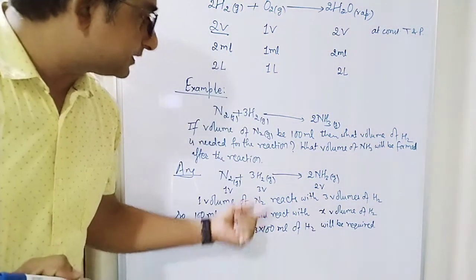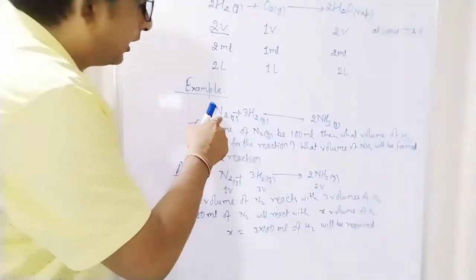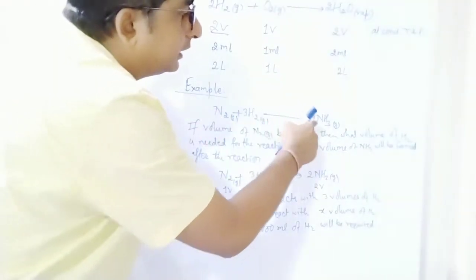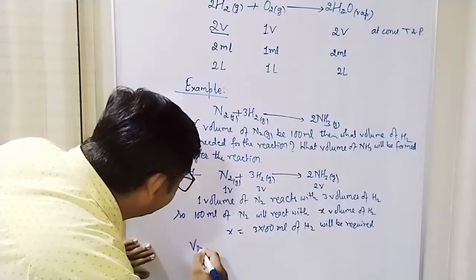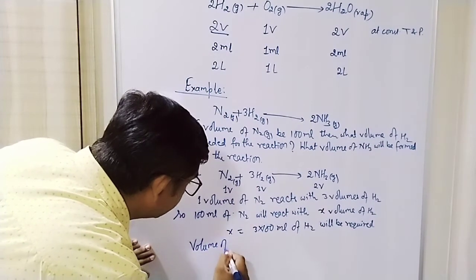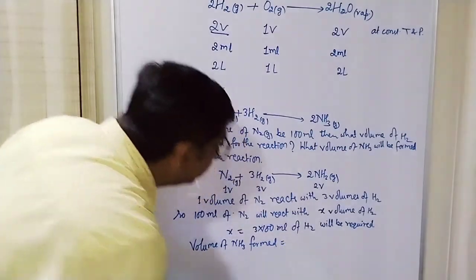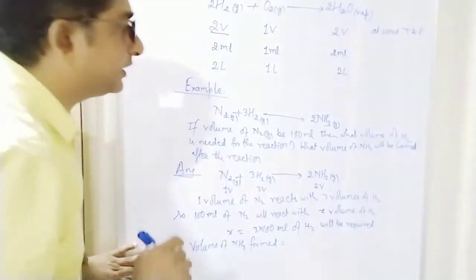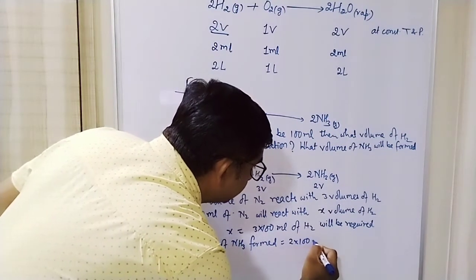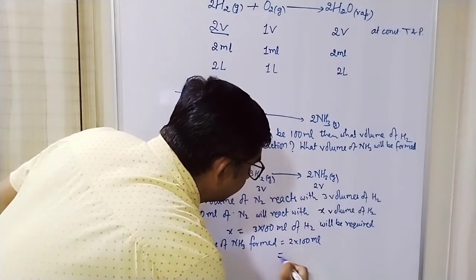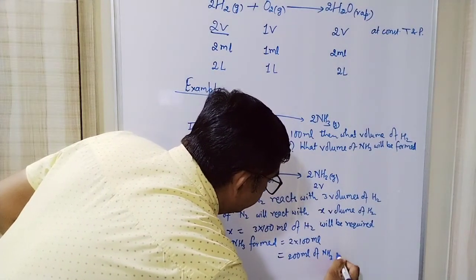Now the question is also asking what volume of ammonia will be produced. When you have 100 ml, which is 1 volume of nitrogen, 2 volumes of ammonia are formed. So the volume of NH3 formed will be in a 1:2 ratio, so it will be 2 into 100 ml. That is 200 ml of NH3 will be formed.